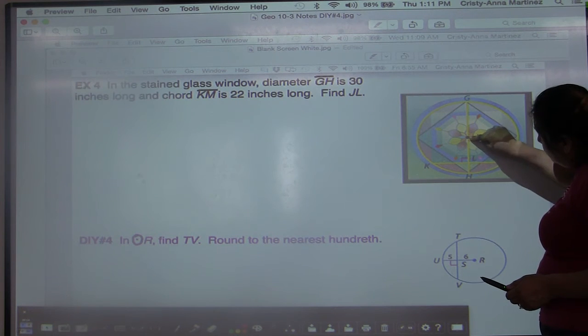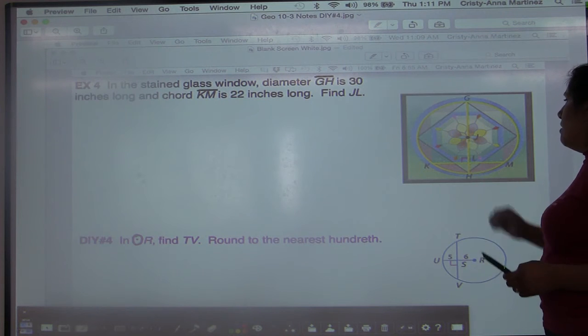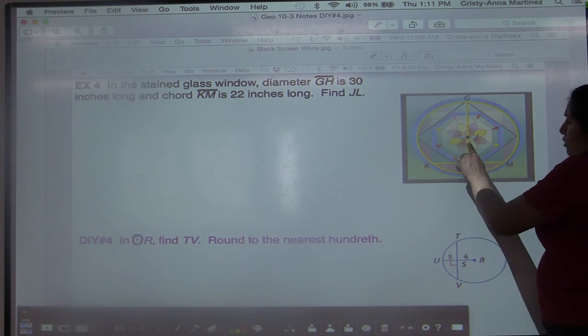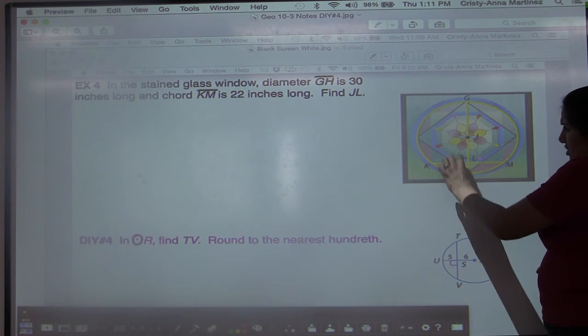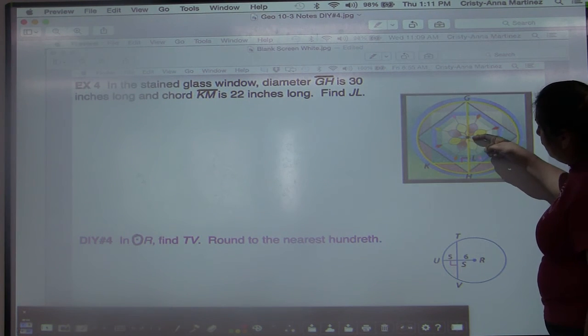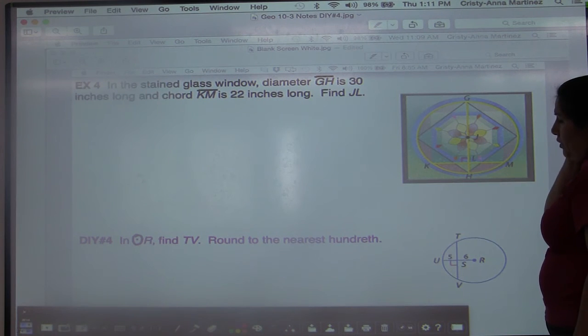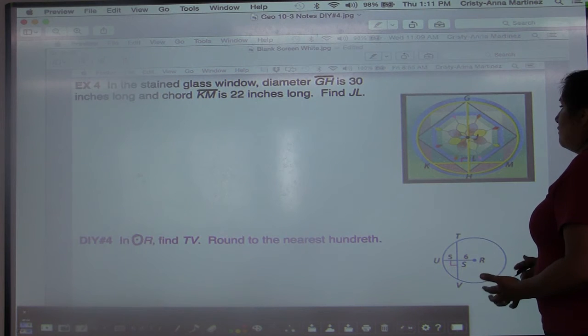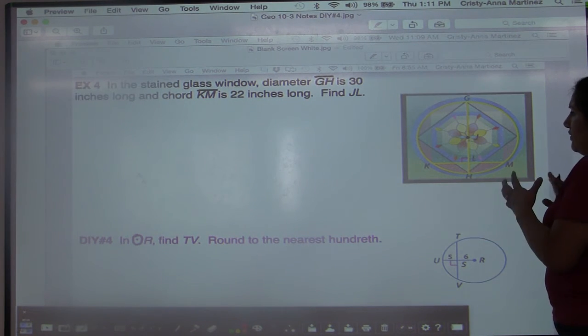JL goes from the center of the circle to where the diameter and the chord intersect. But notice that it's not the entire radius. That would have been easy to figure out. It's not the entire radius, it's just the portion from the center to right where the diameter and chord intersect. So the easiest thing for us to do is to generate a triangle out of this.